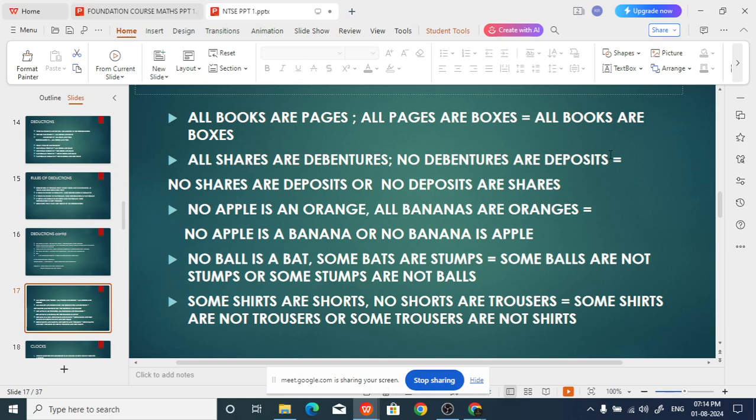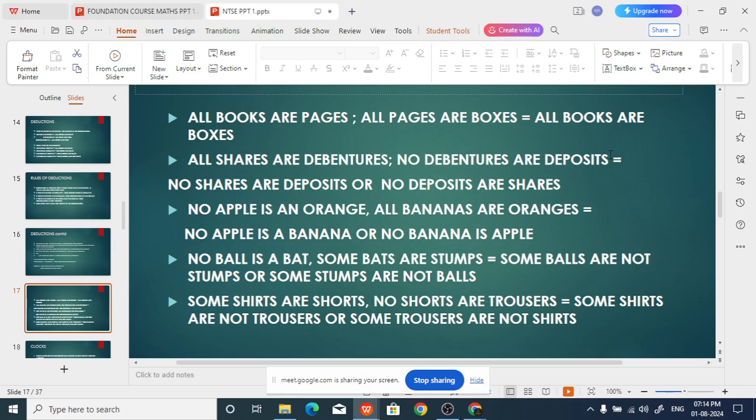Okay. Next. No apple is an orange. All bananas are oranges. One statement is negative, one statement is positive. Orange is the common term. Answer has to be negative. Apple has to come, banana has to come. No apple is a banana, or no banana is an apple. So both are correct.